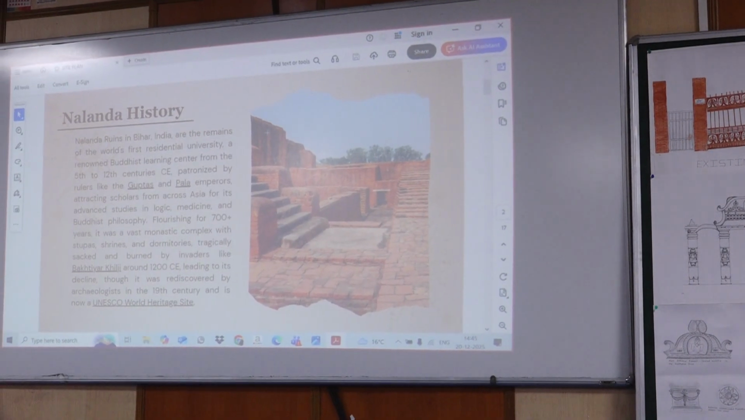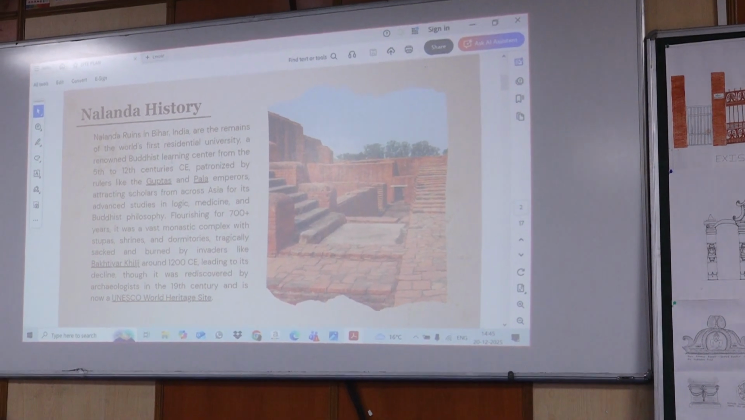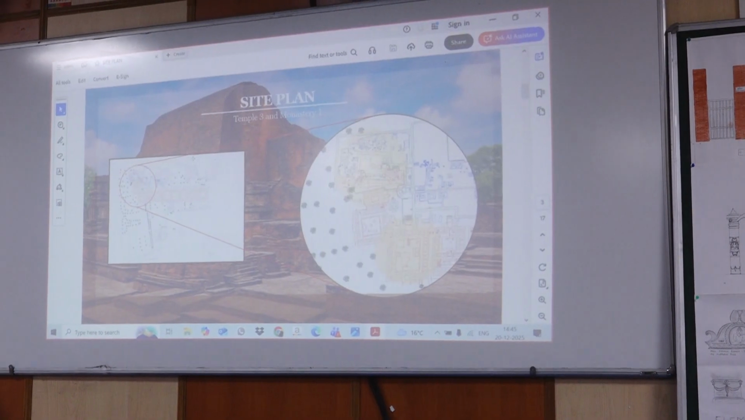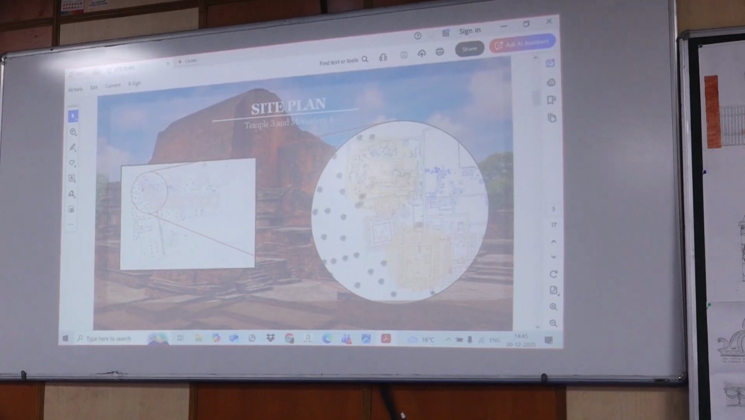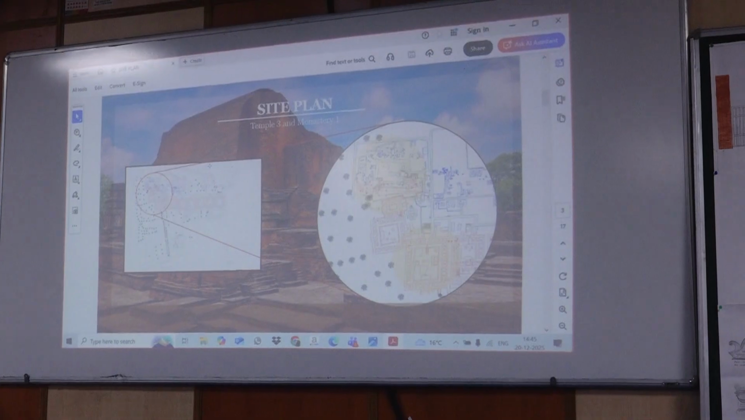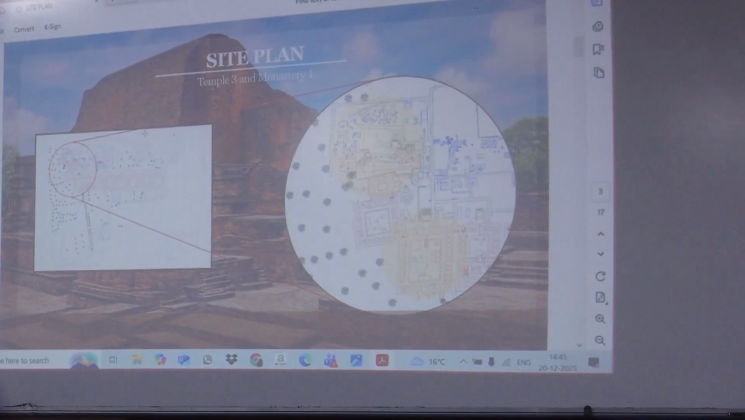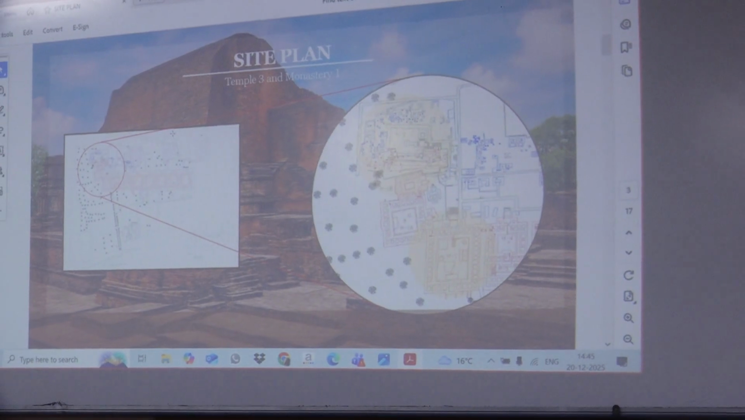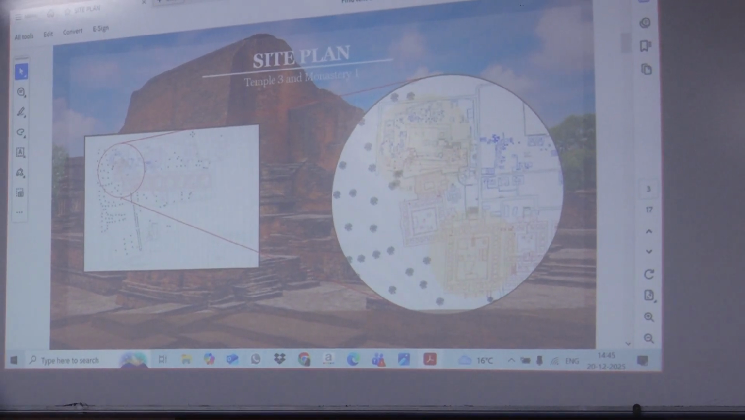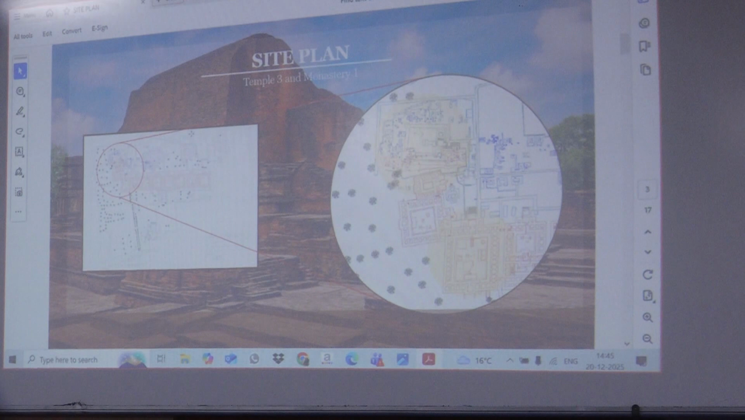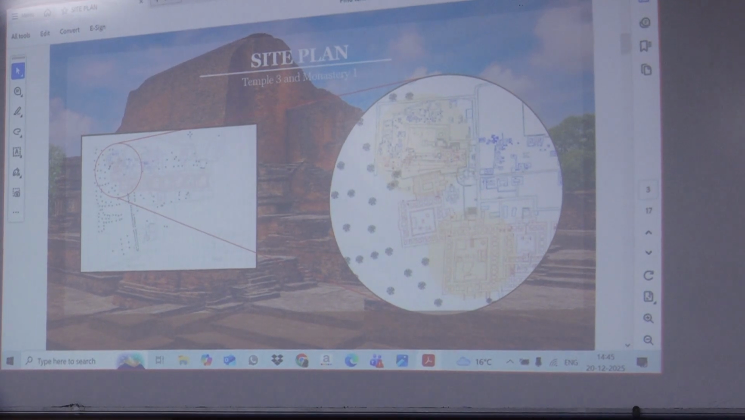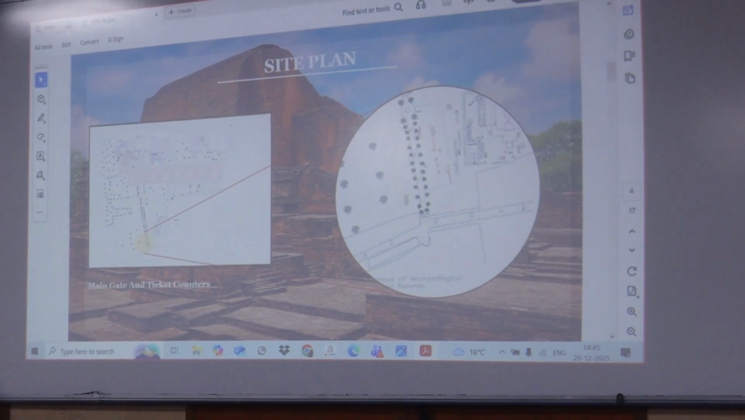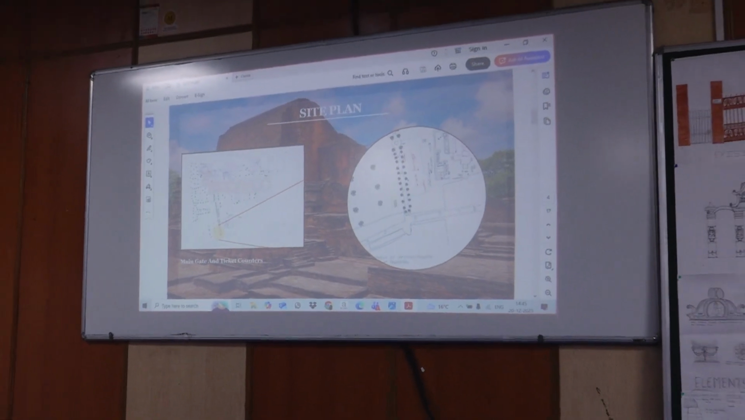So since we are skipping the history part, let's just go for the proposal. This is the site plan. We have divided the whole architectural site into 5 groups, and we were asked to survey Temple 3 as well as Monastery 1 and 2. Further, some of our group mates have been at different sites, so you can find references of other sites as well. This is the site plan, and this is the plan of what we are constructing.